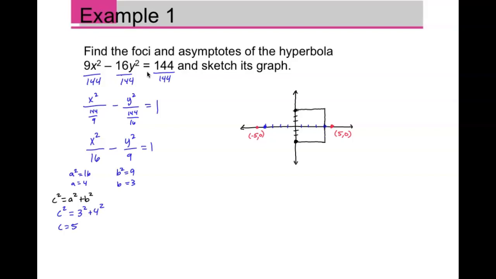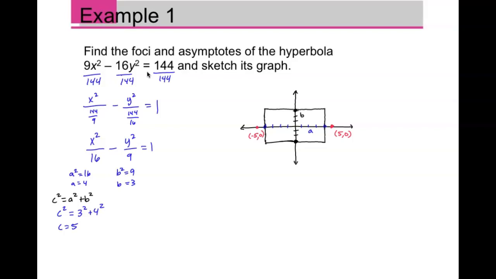No, it's always going to be the center to a vertex. So it depends if it's horizontal or vertical. If it's vertical, the A value is the vertical. But it's always to a vertex. And a vertex is something that's actually on the graph, so not to the conjugate axis. So this is A in this case because it's a horizontal hyperbola. This is B.